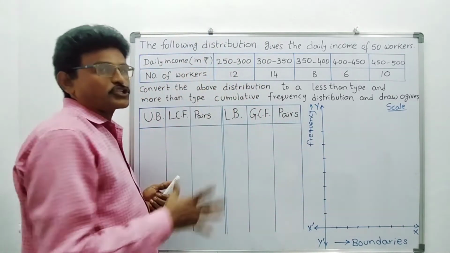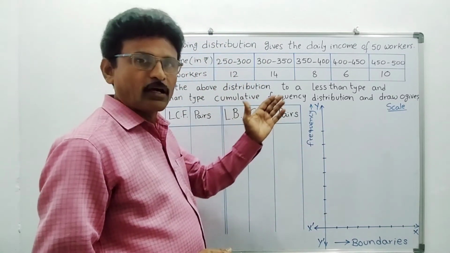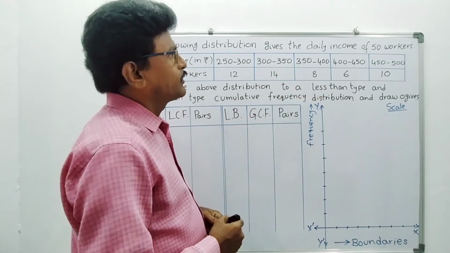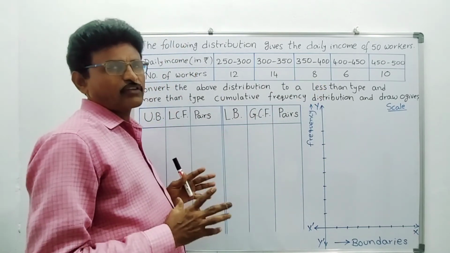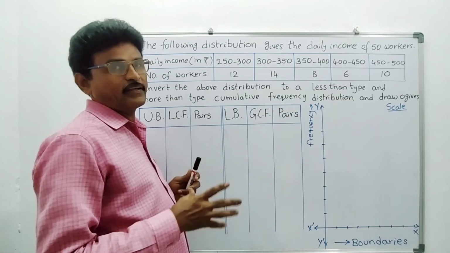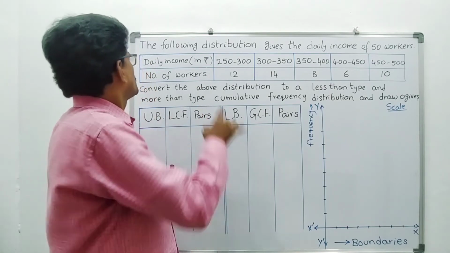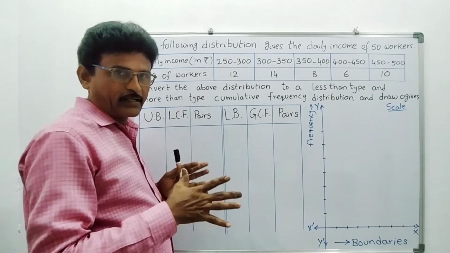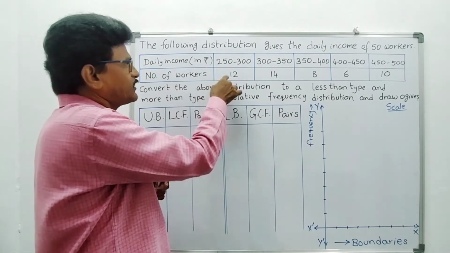Here the following distribution gives the daily income of 50 workers. Okay, so they are serving 50 workers. How much are they getting income daily? Say 250 to 300. How many workers are getting? 12 workers.